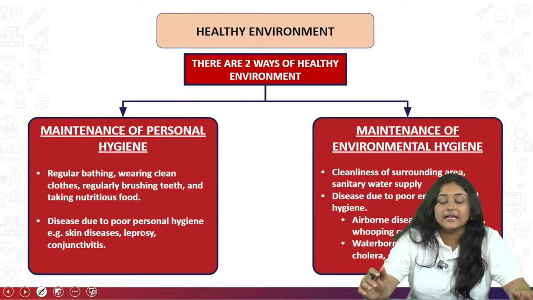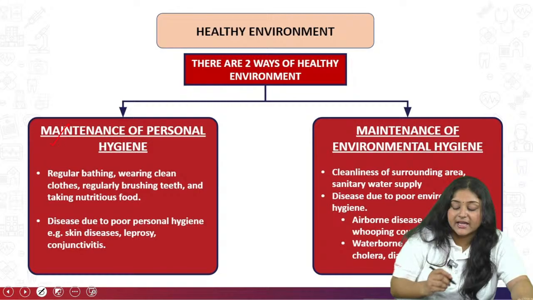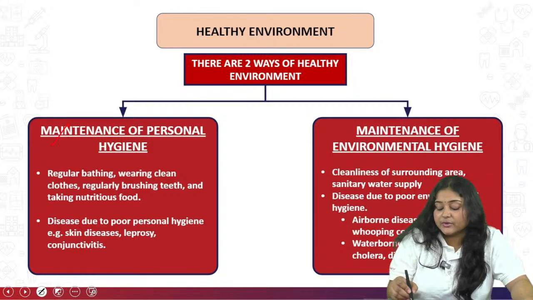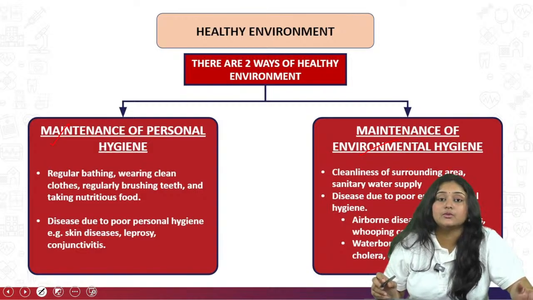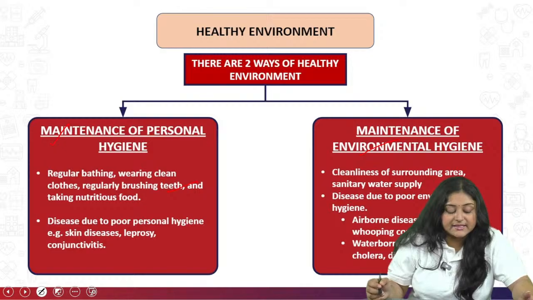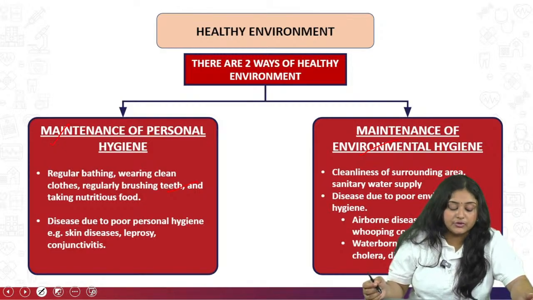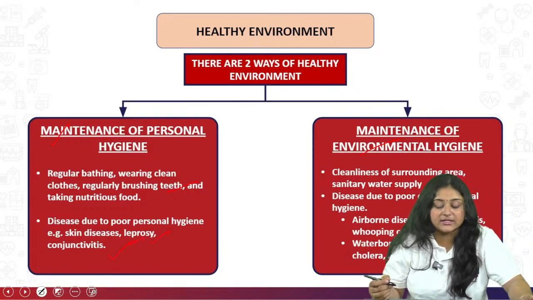So there are mainly two ways of the healthy environment. First is maintenance of personal hygiene and second is maintenance of environmental hygiene. Under personal hygiene, we have regular bathing, wearing clean clothes, regularly brushing the teeth, as well as taking nutritious food. Diseases due to poor personal hygiene include skin disease, leprosy, as well as conjunctivitis.